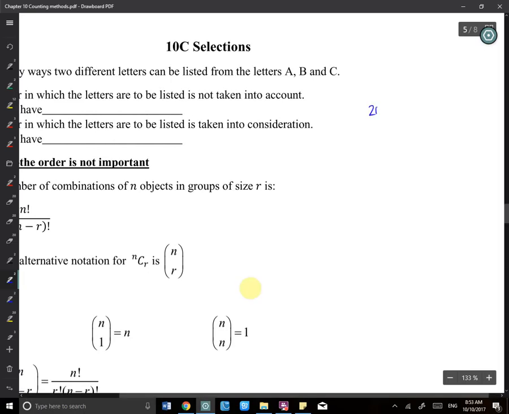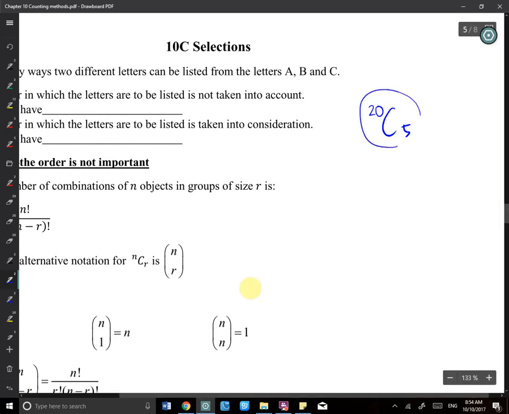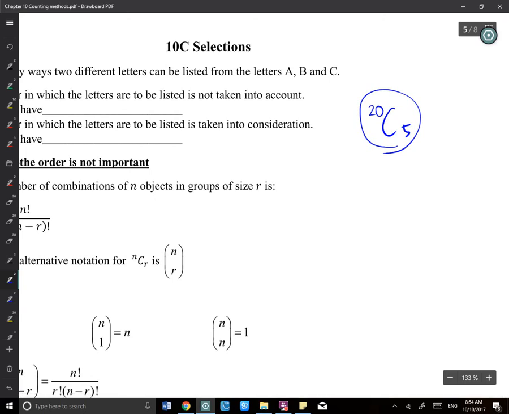So I will go 20C5. It means I select 5 students from 20 students to do something. C is called a combination. I just select 5 from the 20 and that's it. This means how many ways I can select 5 students from 20 students. So how many different combinations we can have to attend this competition.